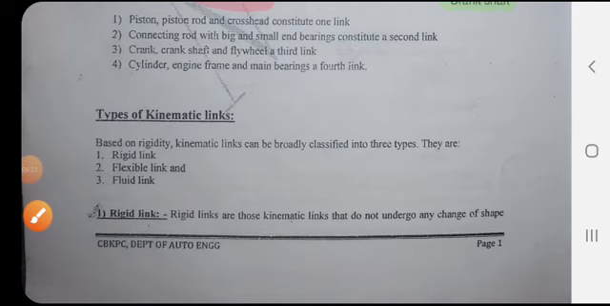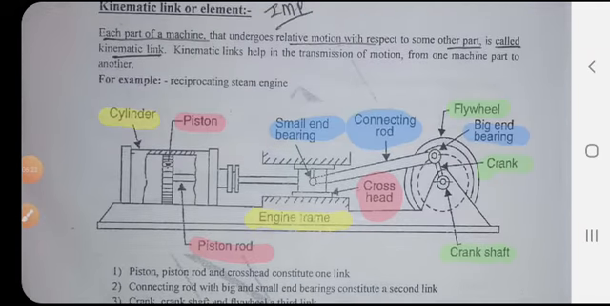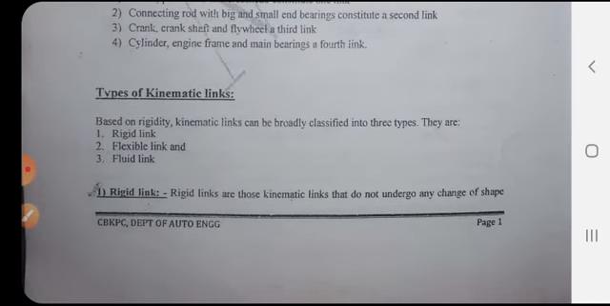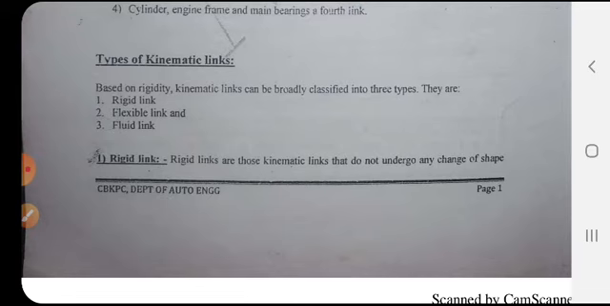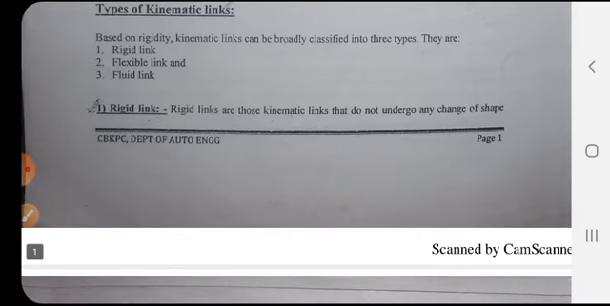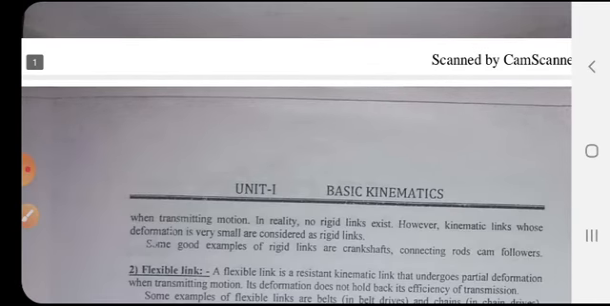Dear student, I hope you understood the reciprocating steam engine. Now let us discuss the types of kinematic links. They are broadly classified into three different types: rigid link, flexible link, and fluid link. So a rigid link is nothing but what? A link which does not undergo any deformation while transmitting motion is known as a rigid link.